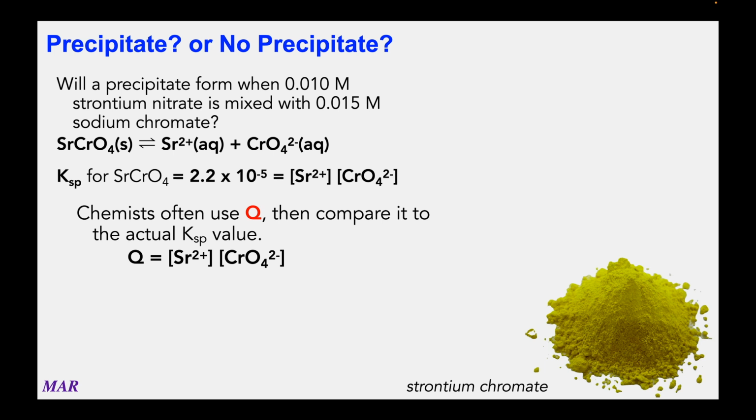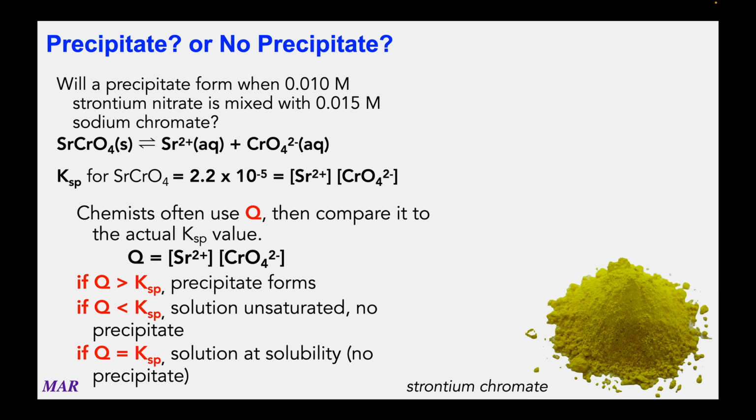If Q is less than KSP, that means no solid forms. But if Q is greater than KSP, then a precipitate has happened. So there are all the different variants you can get into. If Q equals K, the solution is at solubility, there's no precipitate, and that's honestly pretty rare. Most of the time Q will be less than K, so there's no precipitate, and after you get to the right point, Q will be greater than K and a precipitate forms.